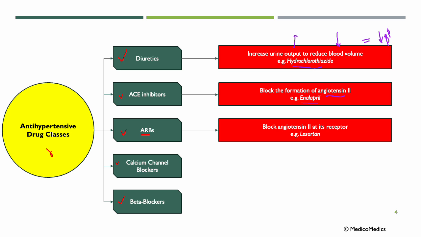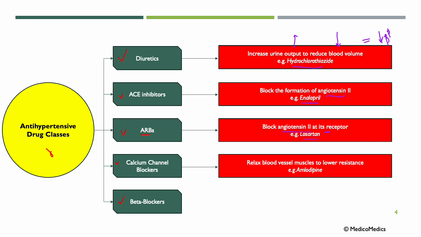Now, another class is the ARBs, a close relative of the ACE inhibitors. What they do is they block angiotensin II at its receptor. An example is losartan. So it achieves a similar result, like the ACE inhibitor, by blocking angiotensin II. But it does it without stopping its production.